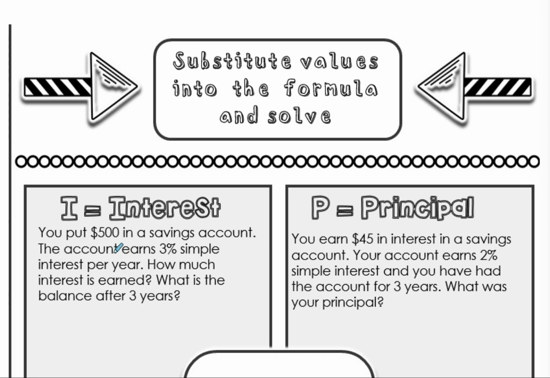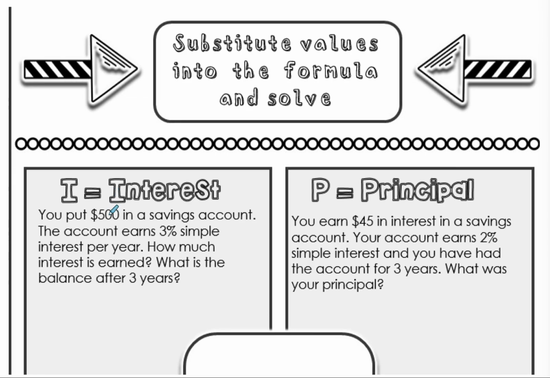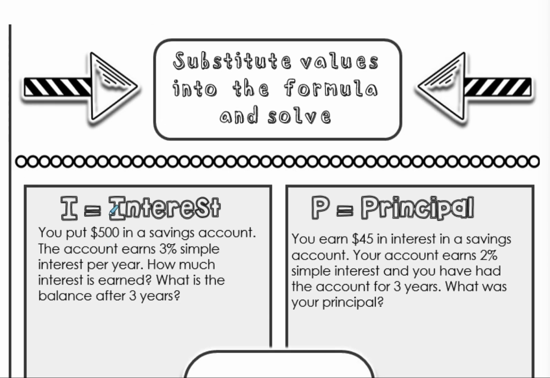All right, so let's go ahead and try using this formula. So we're going to substitute the values into the formula, and then we're going to solve. So I equals PRT, that is our formula that we are using. I'll just write it up here at the top. I equals P, principal, times rate, times time.